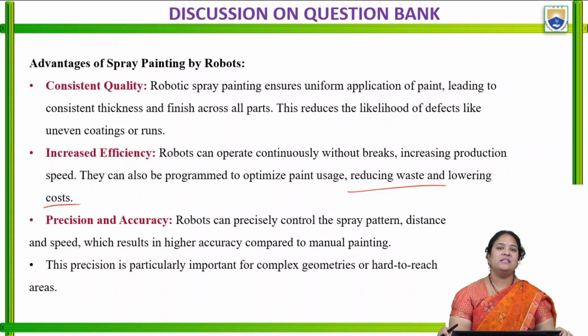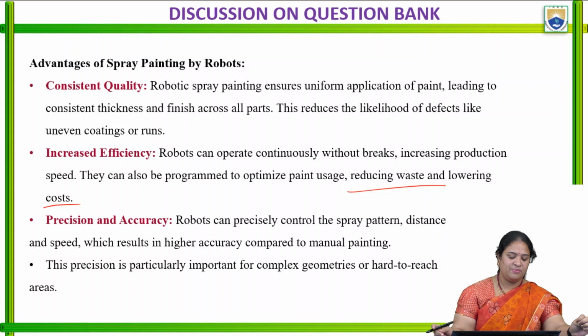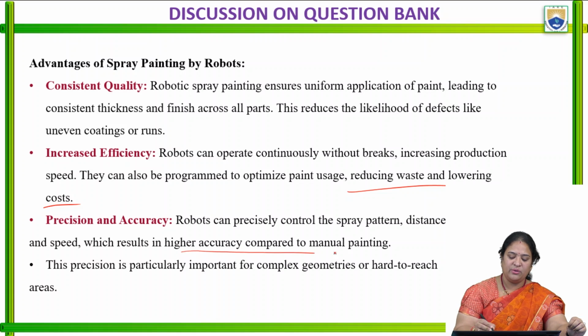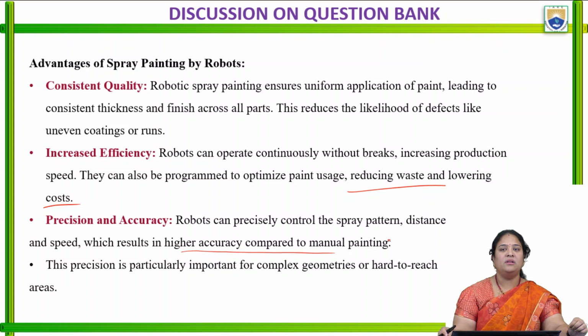Coming to precision and accuracy, when we paint with the help of a robot, the distance and speed are very precisely controlled. We have control of the spray pattern, the distance and the speed, which results in higher accuracy compared to normal manual painting. This precision is particularly important for complex geometry or hard to reach areas.